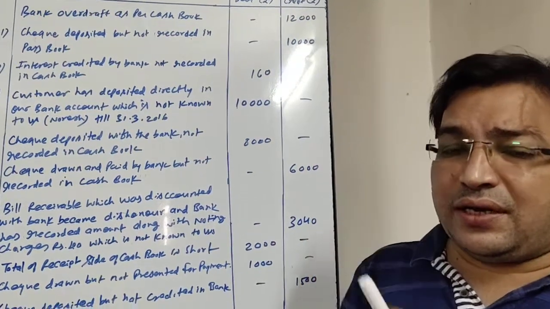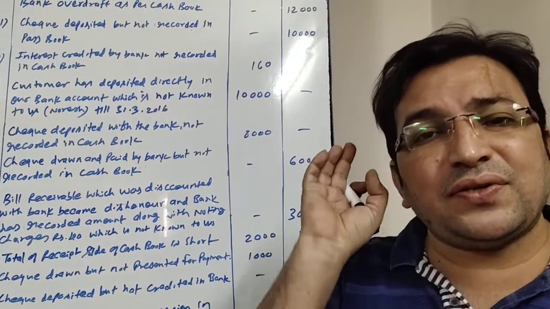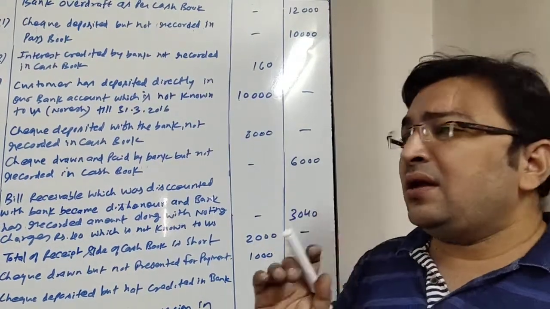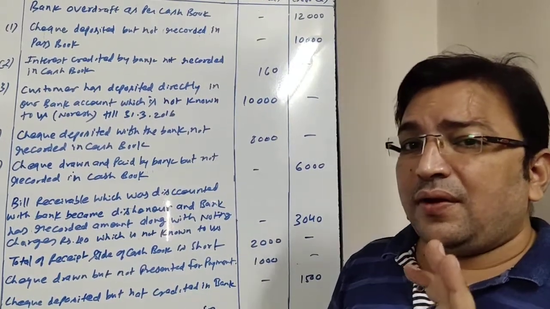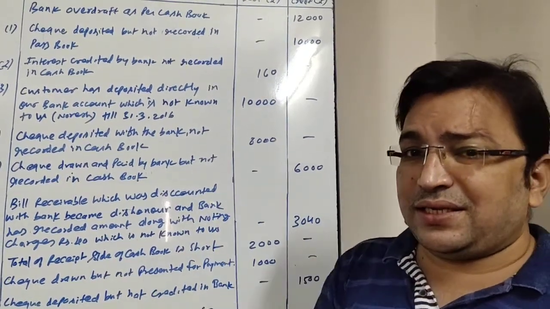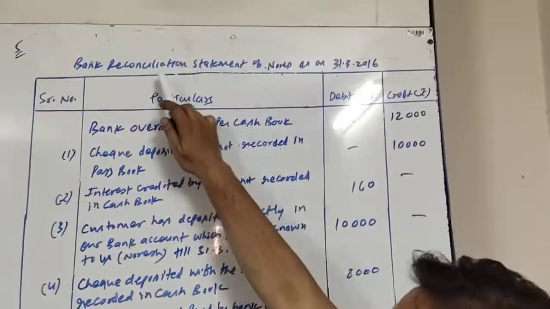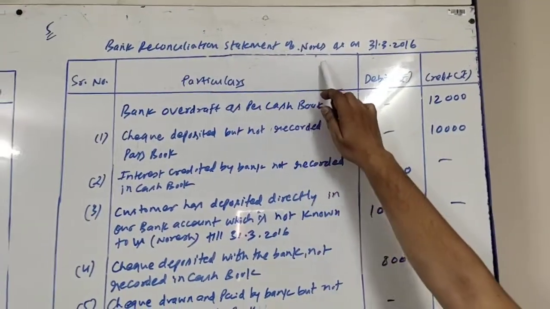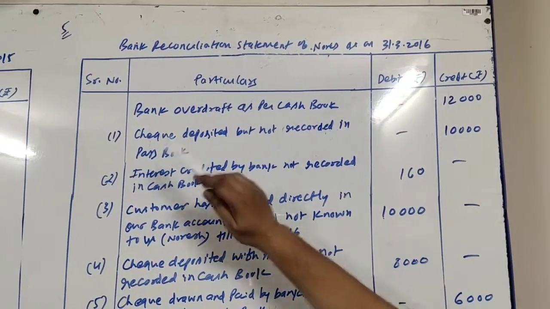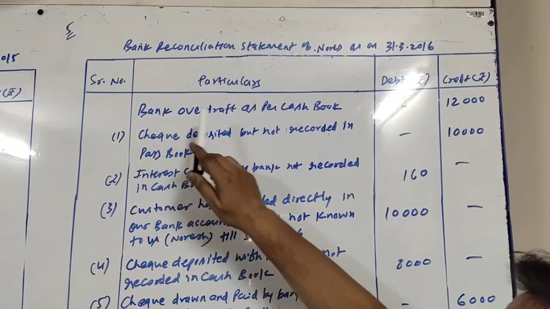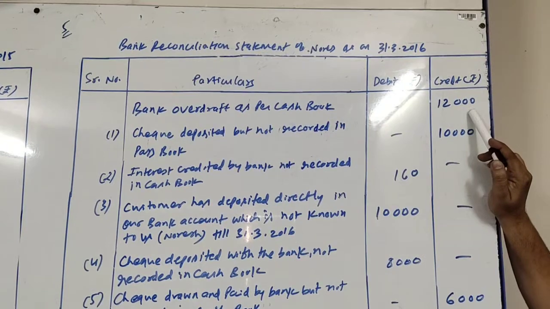Okay, so the credit balance of cash book, and we know that credit balance of cash book is known as bank overdraft. So our sum will start with the bank overdraft as per cash book. Before that we will give the heading. This is the sum of Mr. Naresh. So here it is, bank reconciliation statement of Naresh as on 31/3/2016. Bank overdraft as per cash book rupees 12,000.